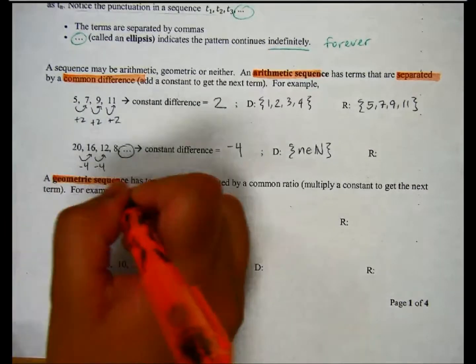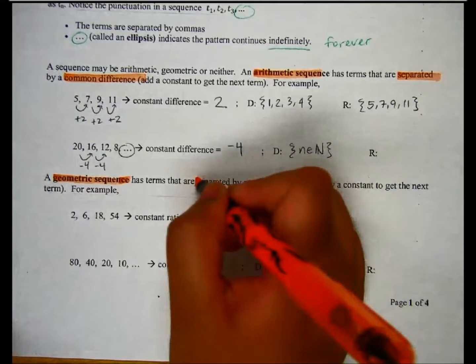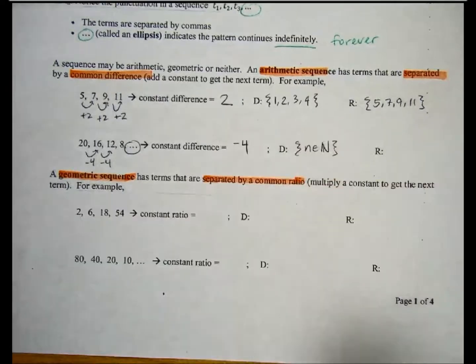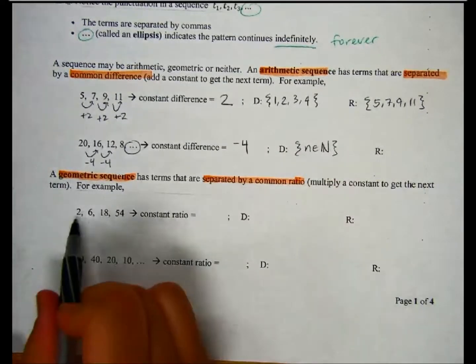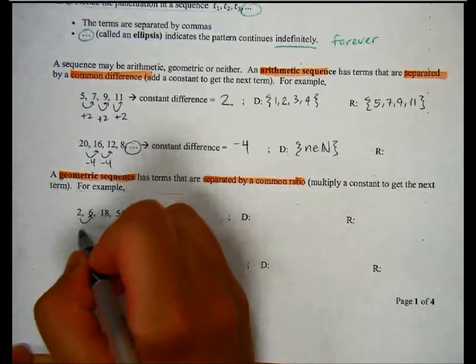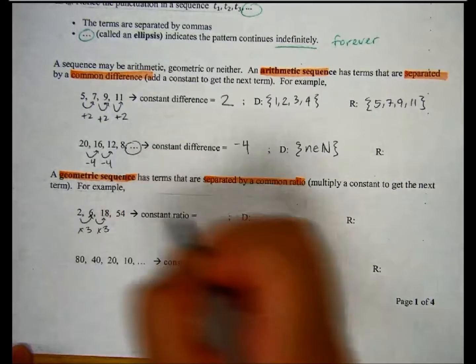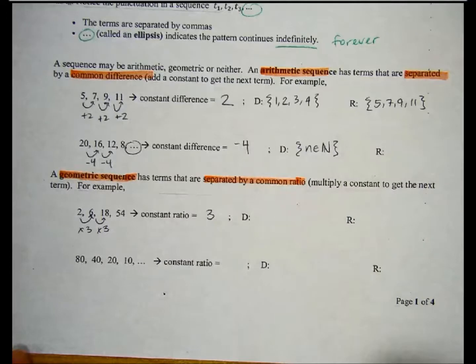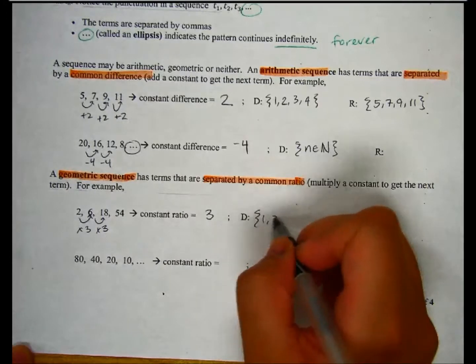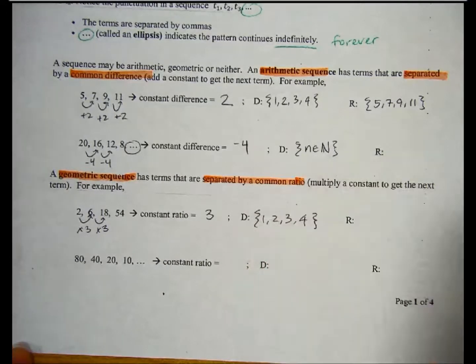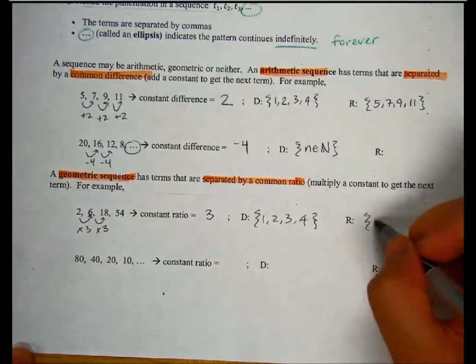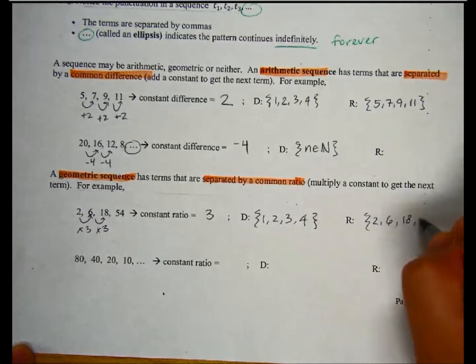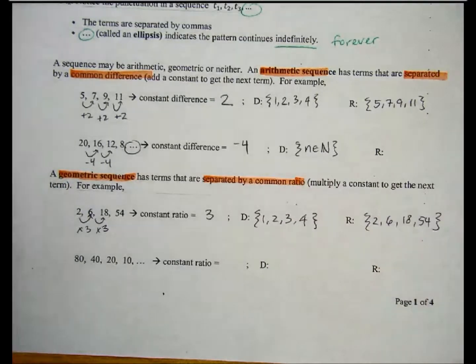A geometric sequence, on the other hand, has terms that are separated by a common ratio, meaning you have to multiply by a number to get the next term. So over here, 2, 6, 18, 54. Multiply by 3 every time. That will be your common ratio. Okay. The domain, again, there are 4 terms, so 1, 2, 3, 4. For the range, the terms themselves are 2, 6, 18, and 54.